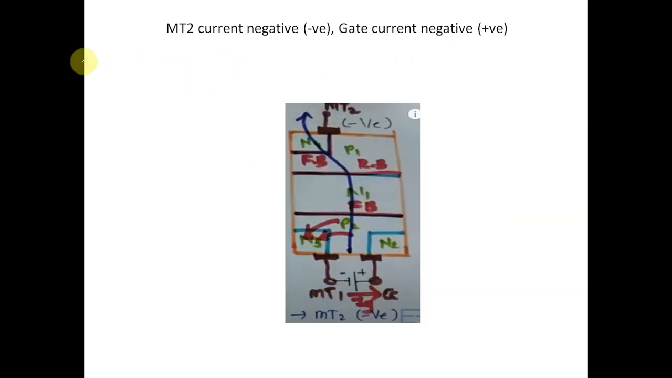Now in mode 4, MT2 current is negative and gate current is positive. Here MT2 current is negative and this gate current is positive. Here the gate current is applied from the positive terminal of the battery. So J1 junction is reverse bias. Why? Because here the P1 is connected to the negative terminal. So J1 junction is reverse bias.